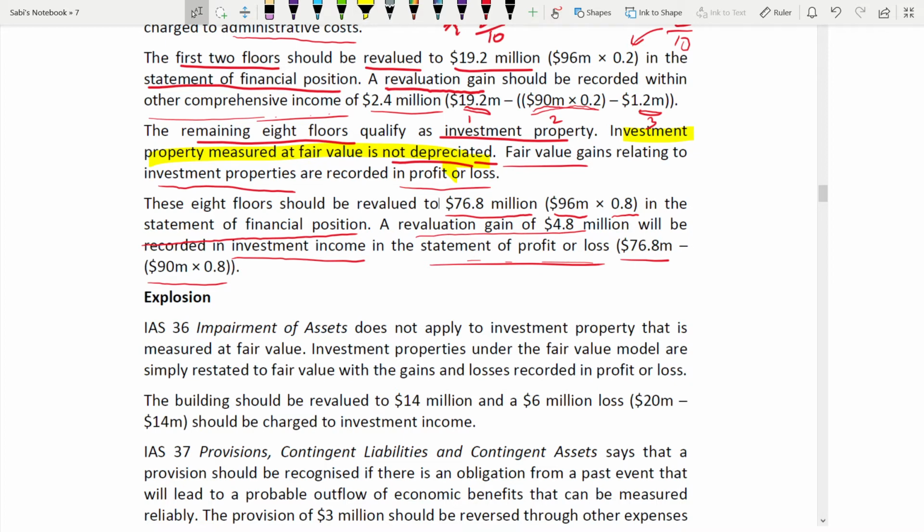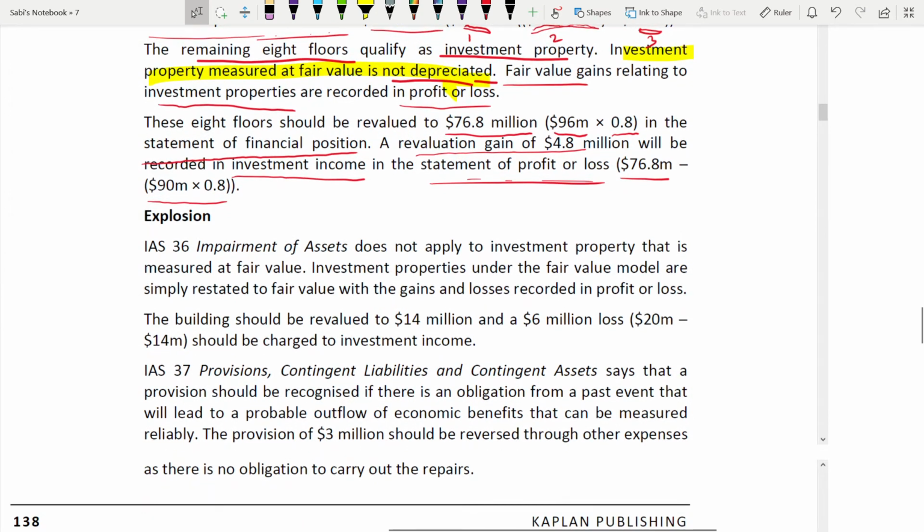Coming to the explosion. Each thing you're tackling, can you understand? Everything I'm tackling one by one. I'm breaking down the big thing into many parts. First I discussed the first two floors, then I discussed the eighth floor. Now I'm going to the explosion part, as a separate thing. I'm using a separate subheading, because from here onwards a different standard comes.